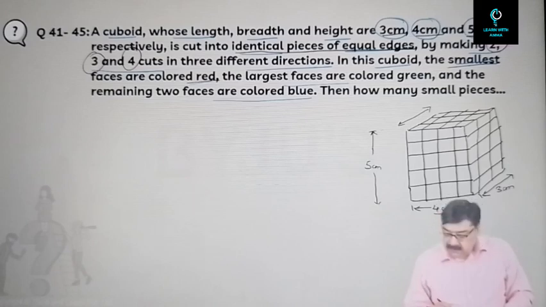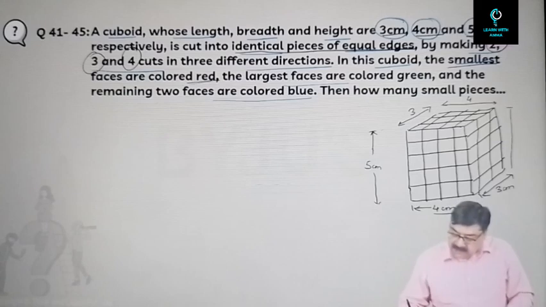Now he says here, the smallest faces are colored red. Now which will be the smallest faces? Well, those with the area 3 into 4. So this you know is 3, this much you know is 4. Here this is 3 into 5, right? So this face will be bigger. So these are the smaller faces, that is the top ones, red at the top, red at the bottom.